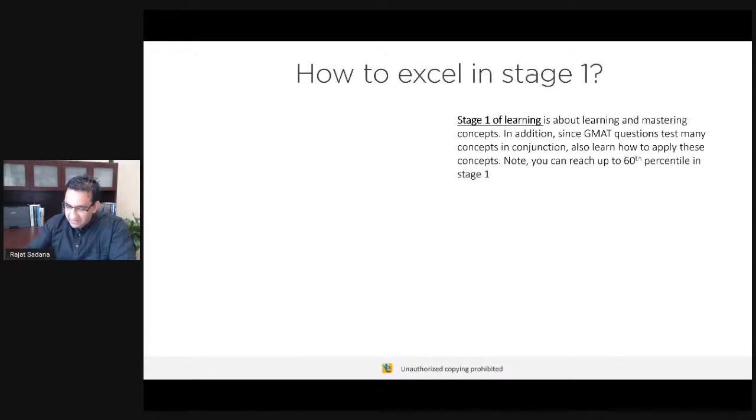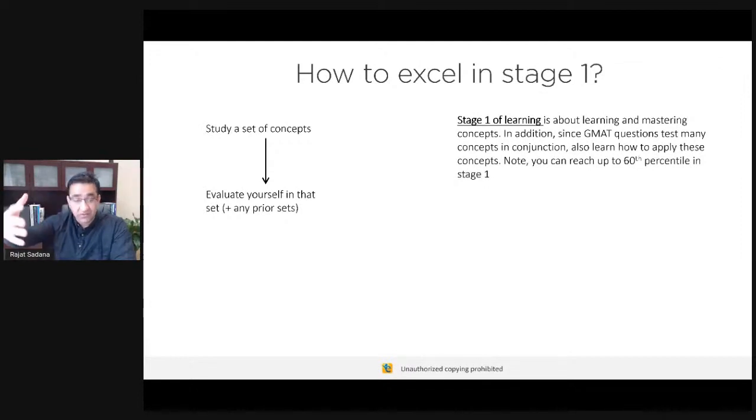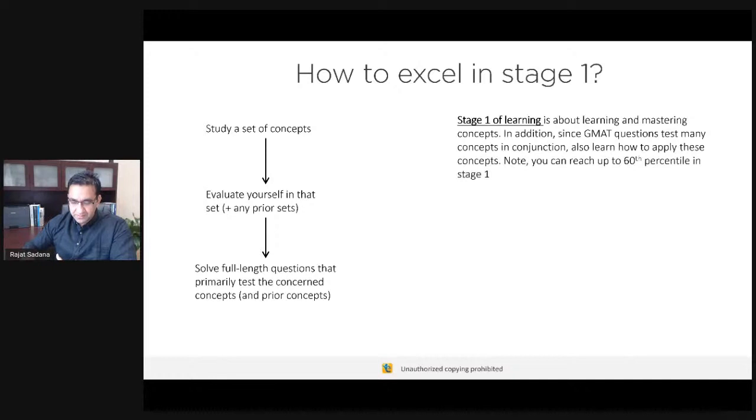The way to excel in stage 1 is you study a set of concepts, you evaluate yourself in that particular set, plus if you've studied prior sets. So let's say you're studying pronouns. You typically study pronouns after you've studied subject verb. So when you are in stage 1, after you've studied pronouns, you've got to solve questions again, which test you in subject verb as well as pronouns, and then you continue to do that.